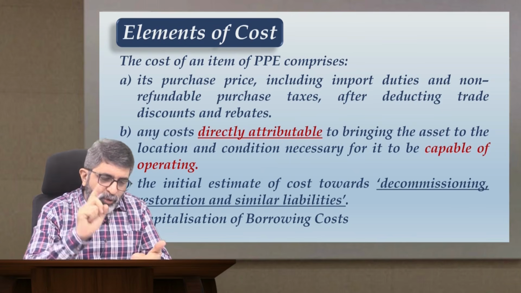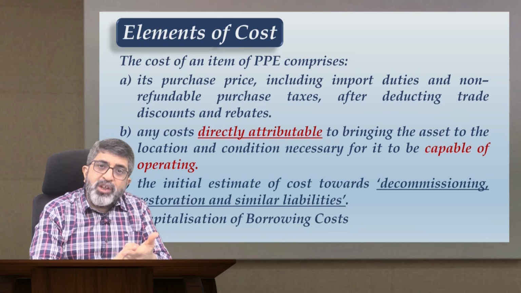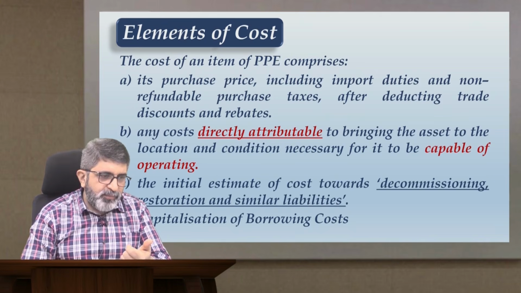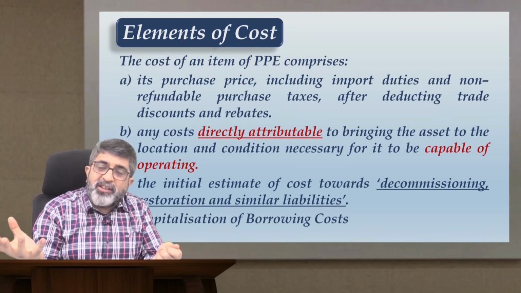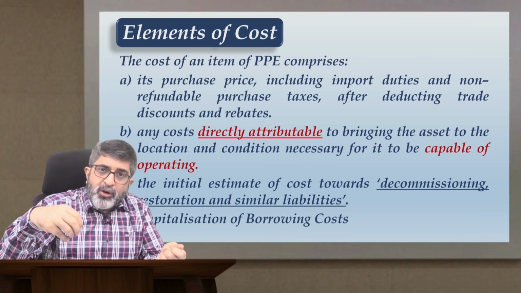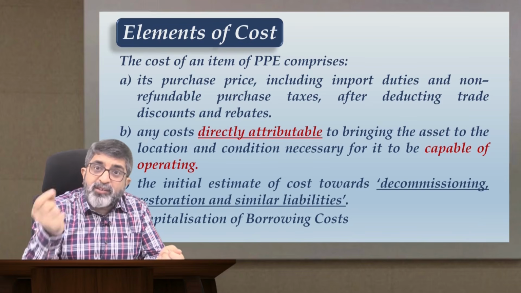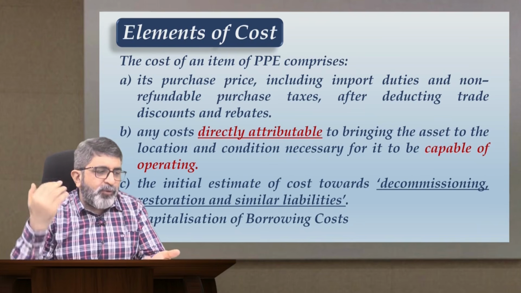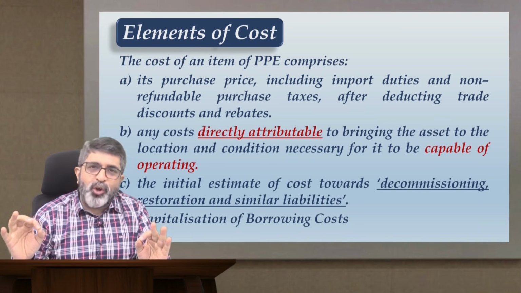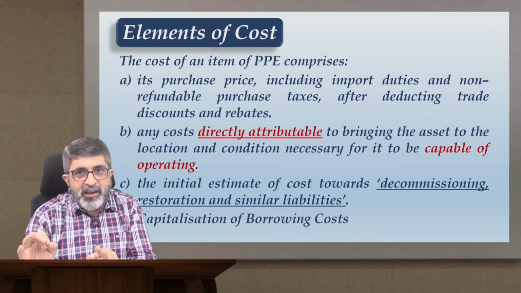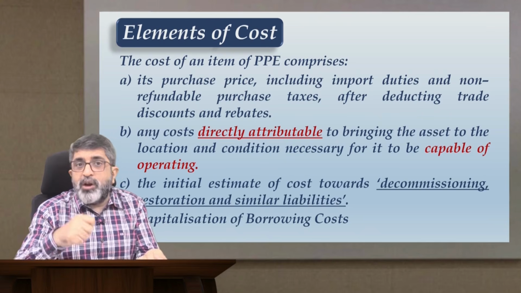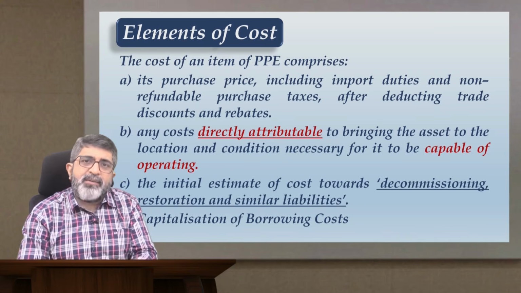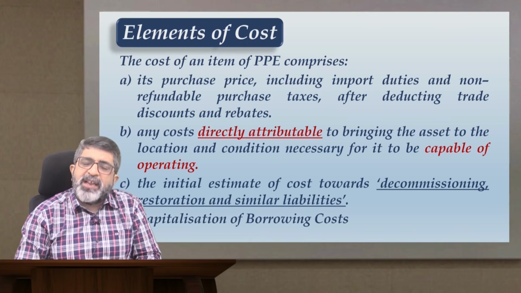So you should include the purchase price, you should include the import duties, purchase taxes which are non-refundable, and of course while making the purchase, if the supplier of the equipment or machinery, whatever you have purchased, has offered some trade discount or rebate, it should be subtracted from the purchase price to arrive at your cost. It is very simple and logical, right? What you are adding, what you are not adding, you should be very clear. What you are subtracting from the cost to arrive at the cost, you should be very, very clear with that.